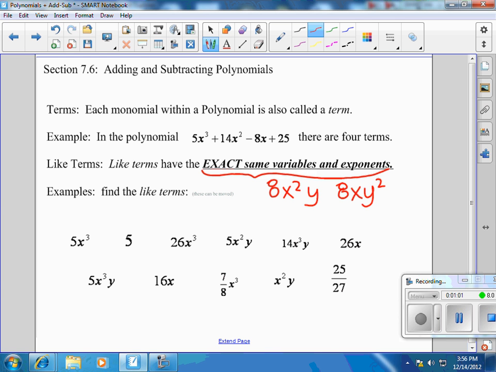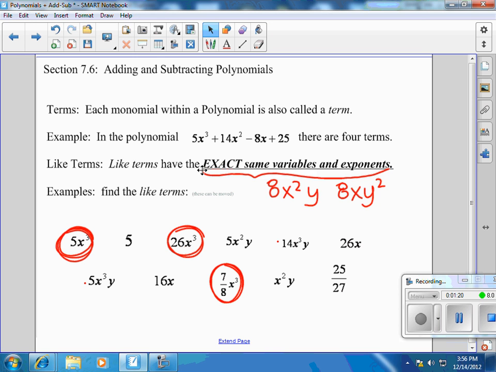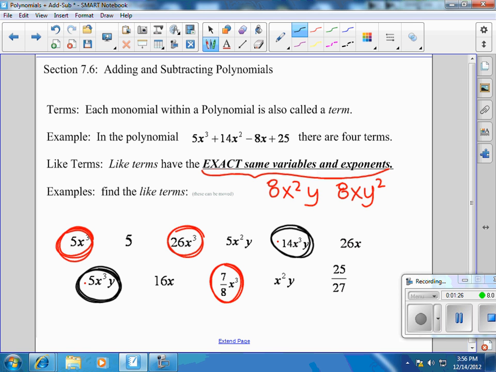So let's find the like terms. Does anything match up with 5x cubed? You're looking for other x cubes. And we have this one and this one. Even though this 5x cubed y and 14x cubed y have x cubes in them, they have that extra y, so we can't combine them. But we can combine those two things together. 5x cubed y, 14x cubed y. Any other of those?